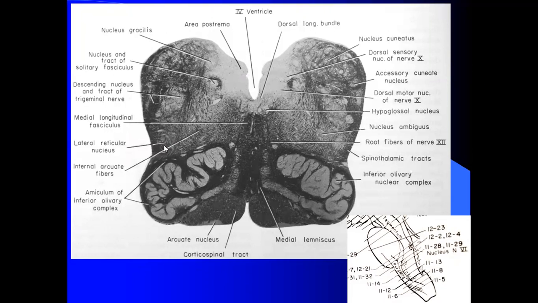Here's the lateral reticular nucleus. We're going to divide the reticular nucleus into its 3 parts. Here's the internal arcuate fibers. What are they? Well, they're the crossing of the fasciculi of the medial lemniscus, really, is what they are. Okay? You love it? We love it.